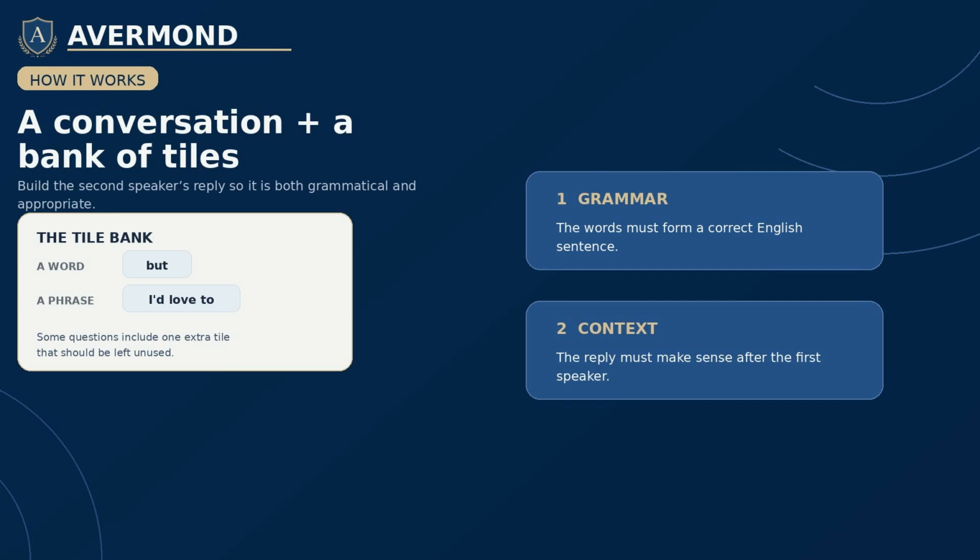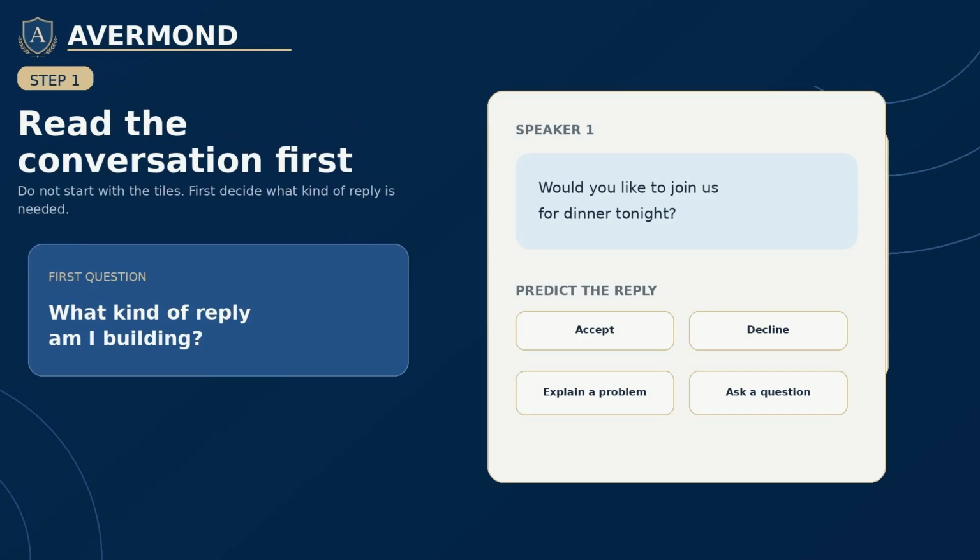The finished answer must satisfy two conditions. It has to be grammatically correct, and it has to make sense as a response to the first speaker. So this is not simply a word order puzzle. You are rebuilding a real piece of conversation.